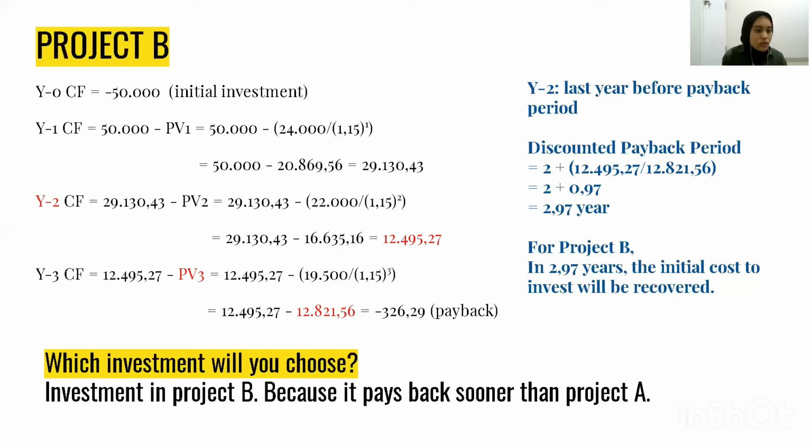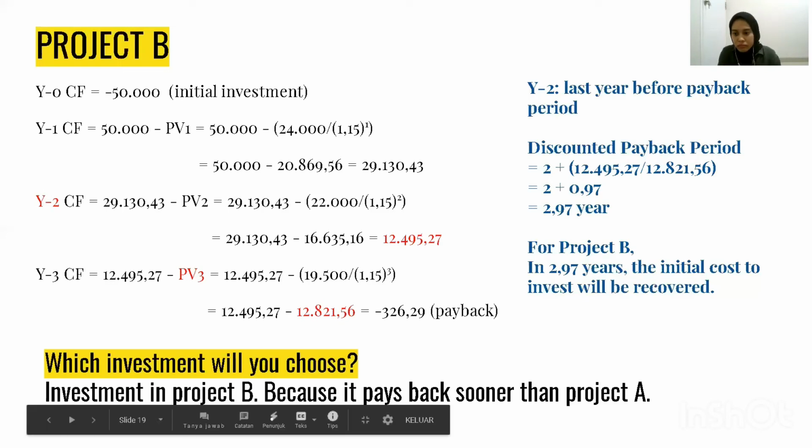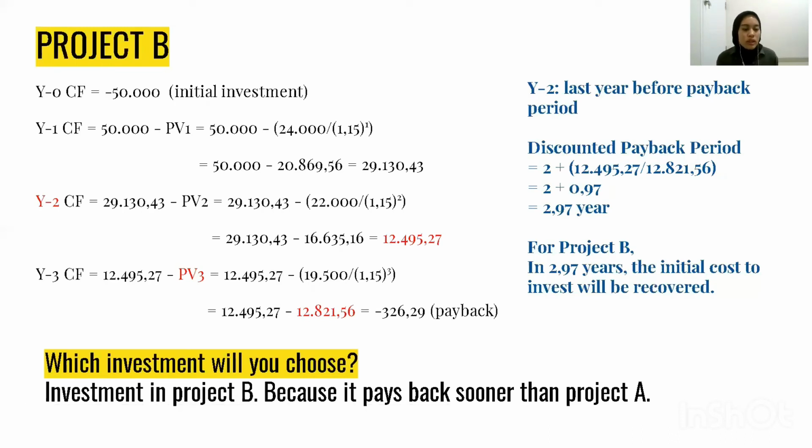In year 2, we have 29,130 minus present value 2. Here, the present value for year 2 is 22,000 divided by 1.15 to the power of 2. That is equal to 12,500. Okay, in year 3, we have 12,000 minus the present value in year 3.